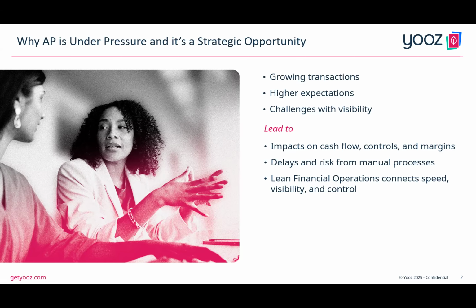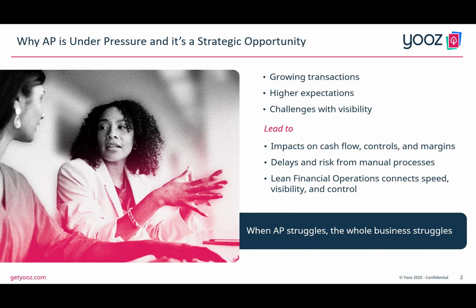This isn't just about adding another tool to your tech stack, it's a strategic shift that brings automation, visibility, and control directly into your ERP. AP touches every dollar that leaves the business. So when approvals stall, data doesn't match, or controls rely on manual steps, margins quietly erode. Lean financial operations reframes AP as a strategic function, one that helps finance move faster while staying firmly in control.